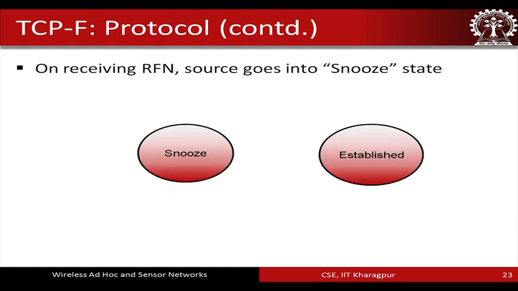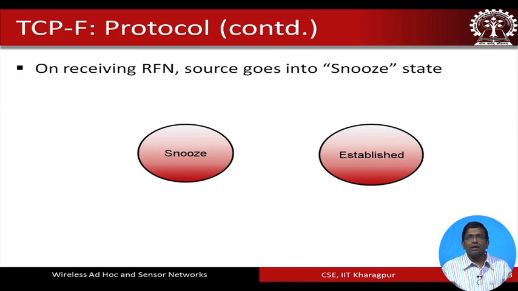So, pictorially this is how this protocol works. There are two states in this protocol, one is the snooze state, the other one is the established state. On receiving the route failure notification packet, the source basically goes to the snooze state, and then when the RRN packet is received, the sender transitions from the snooze state back to the normal state, the established state. So, this is the small state transition diagram showing the snooze and the established states and the transitions that are going to happen.